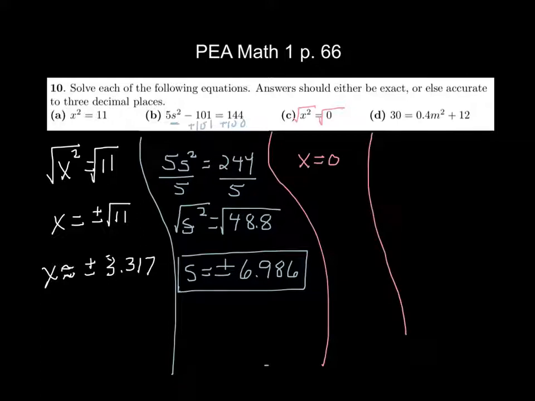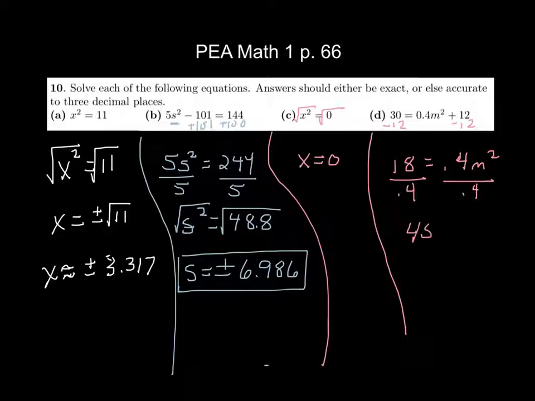And last one here, we need to isolate this m all by itself right here. So I want to subtract a 12. Subtract 12. Subtract 12. I end up with 18 equals 0.4 m squared. So I have to do the same thing I did right here. Divide by that coefficient, divide by the 0.4, so I can get the m squared all by itself. So 18 divided by 0.4 is 45.